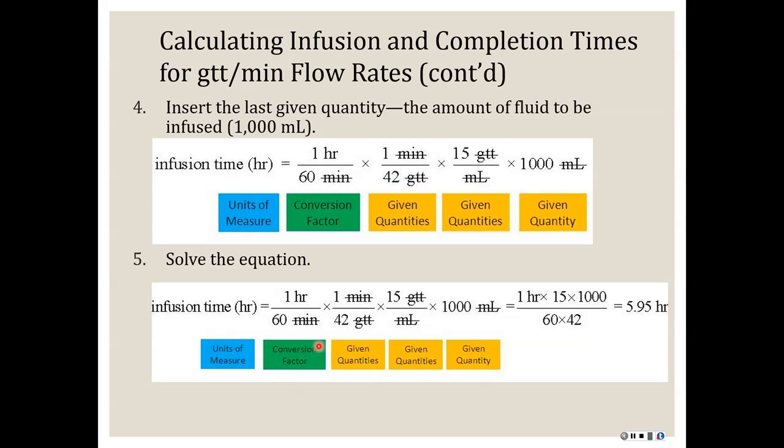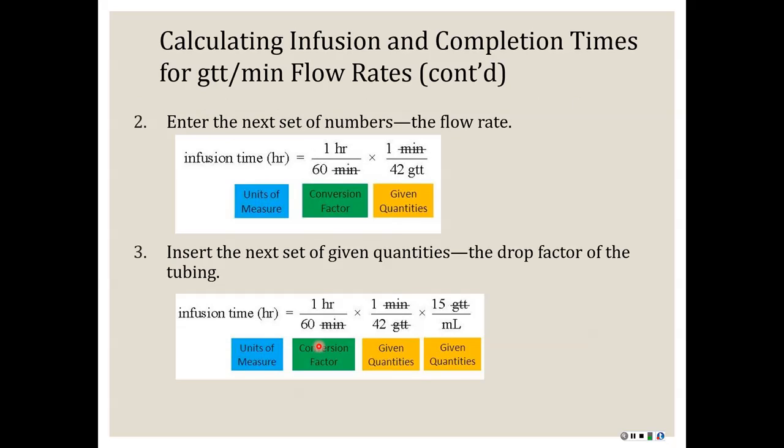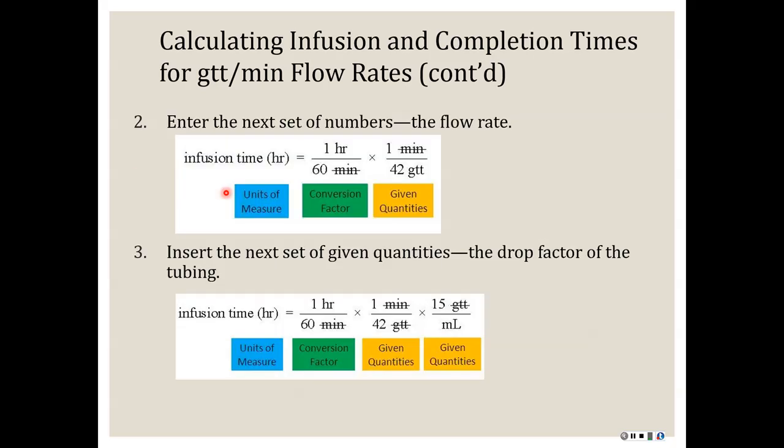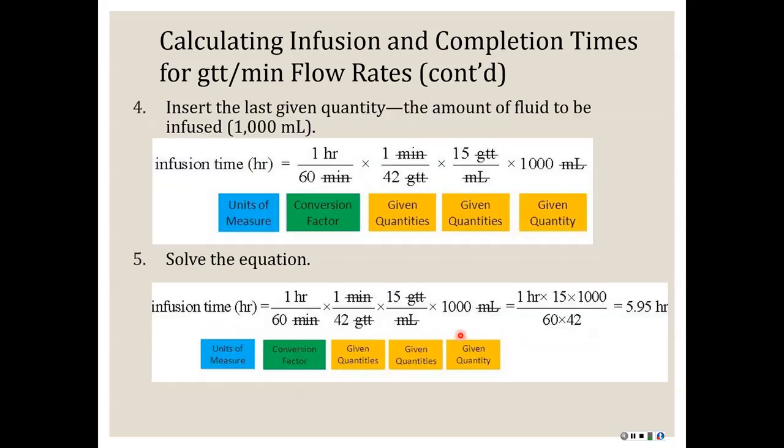And one more step that I'm missing. So we are looking at that extra piece of information in the problem. They're telling us that there's 1,000 milliliters of fluid remaining in the bag. Okay, so we have milliliters here, and they were nice and said 1,000 milliliters, so we don't even have to convert liters to milliliters. So we need to use that last piece of information. Then we would take 15 times 1,000 divided by 60 divided by 42, and we receive an answer of 5.95 hours.